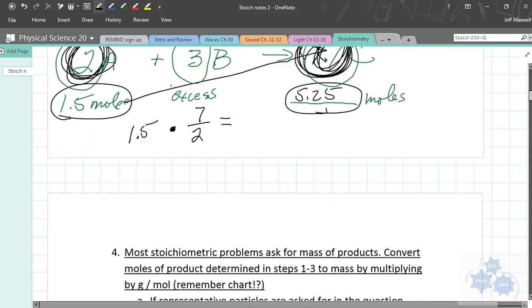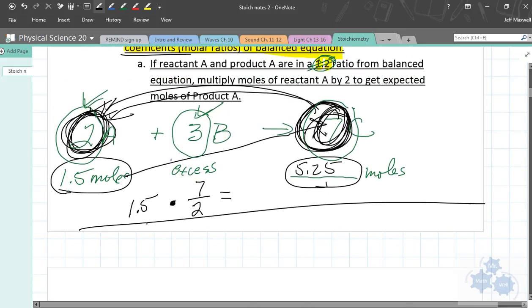Another way you could look at this, and some students like this too: 2 is to 7 as 1.5 is to the unknown x. You write it as a ratio, and you cross multiply. You get 2x equals 7 times 1.5, which is 10.5, then divide by 2 on both sides. A little more math, but you should get the exact same thing. So two kind of different ways to look at that.